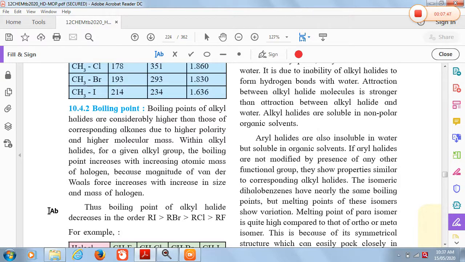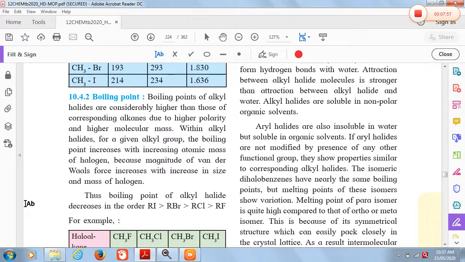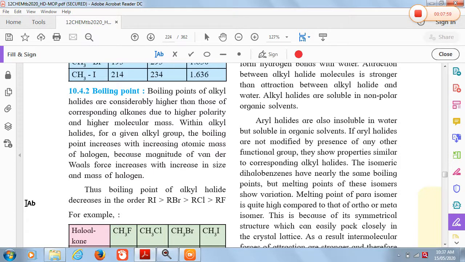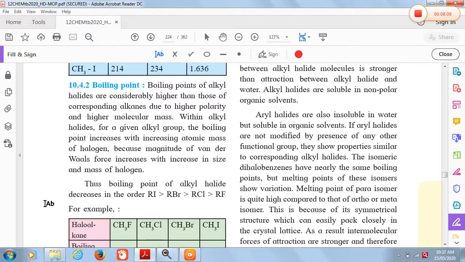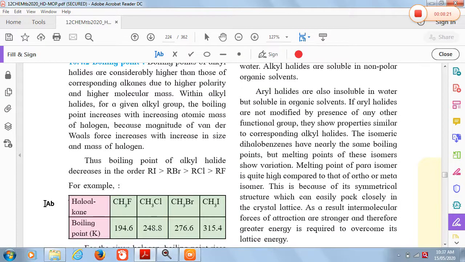It is the force of attraction between two bonded atoms. Now, if you observe the boiling point of alkyl halide, it goes on decreasing in this order. Alkyl iodide has higher boiling point than alkyl bromide. Alkyl bromide has higher boiling point than chloride, and alkyl chloride has higher boiling point than alkyl fluoride.